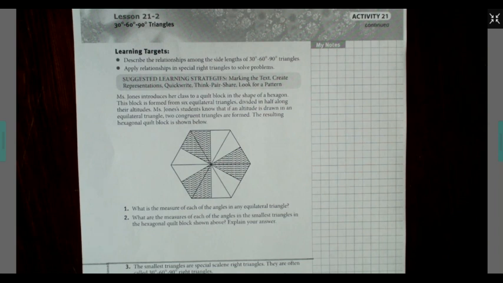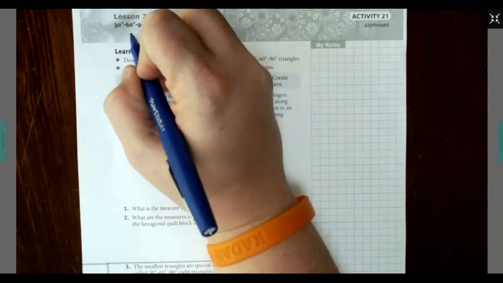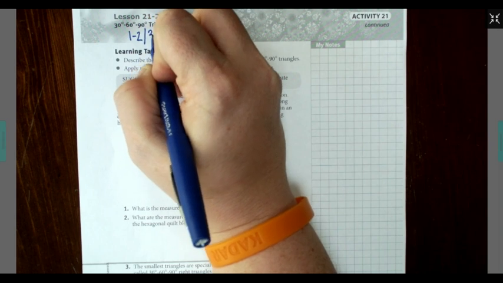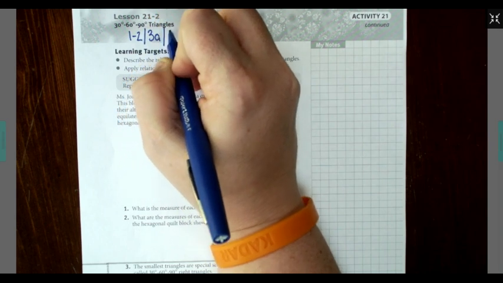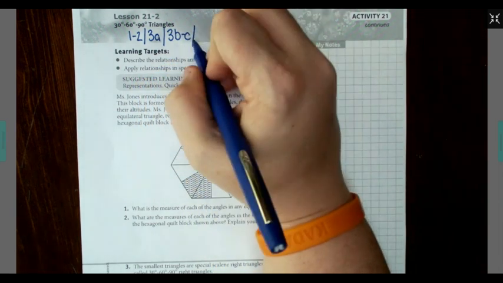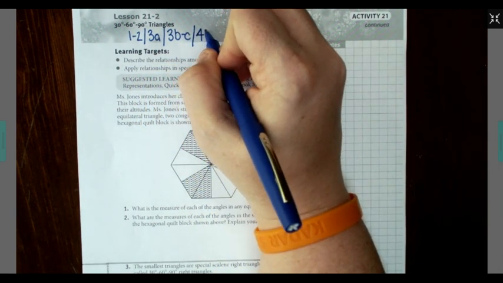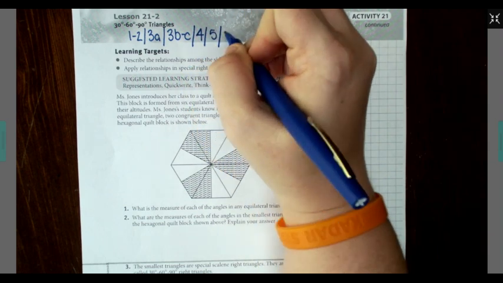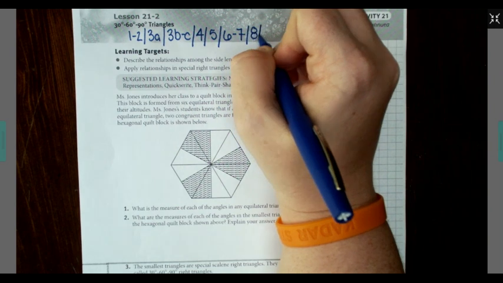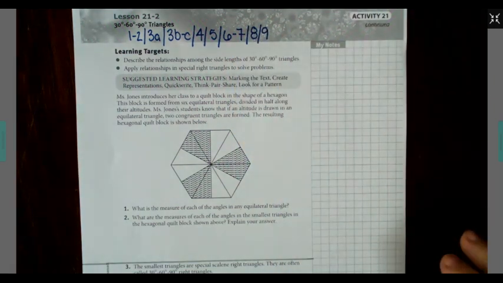Today we will be covering lesson 21-2, which covers 8 sections. The sections will be broken up by questions 1 and 2, question 3A, questions 3B to C. We will cover question 4, question 5, 6 to 7, 8, and then 9.